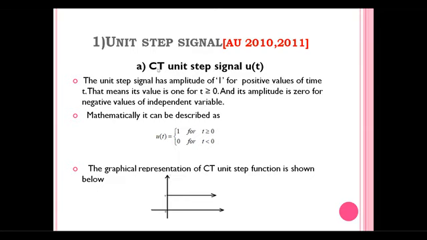This is a continuous unit step, that's why we use the variable small t. So this is about the continuous time unit step signal. To describe it, the unit step signal has amplitude of 1, unity, for positive values of time t. That means its value is 1 for t greater than or equal to 0, and for t less than 0, the amplitude is 0. It is said to be the unit step signal.